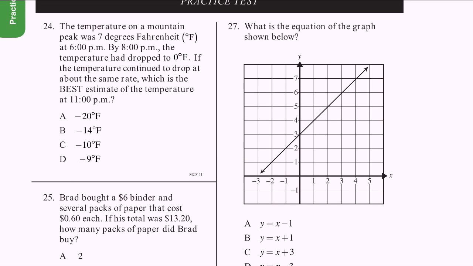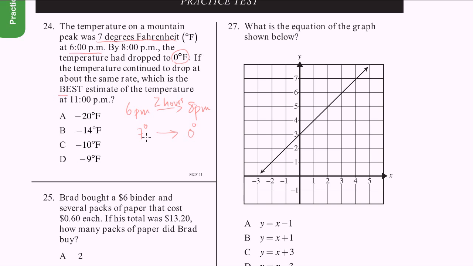The temperature on a mountain peak was 7 degrees Fahrenheit at 6 p.m. By 8 p.m., so 2 hours later, the temperature had dropped to 0 degrees Fahrenheit. If the temperature continued to drop at the same rate, which is the best estimate of the temperature at 11 p.m.? So what happened? We went from 6 p.m. to 8 p.m. That was 2 hours, right? And our temperature went from 7 degrees to 0 degrees Fahrenheit.